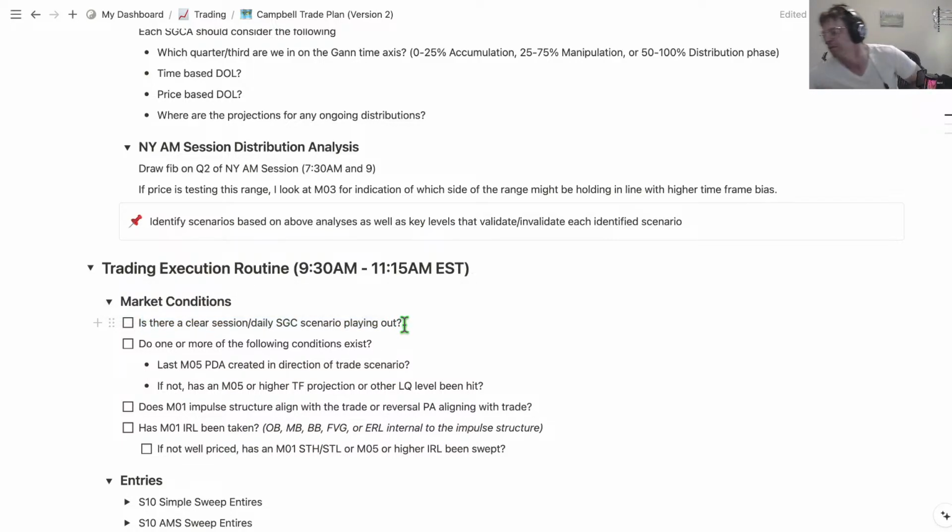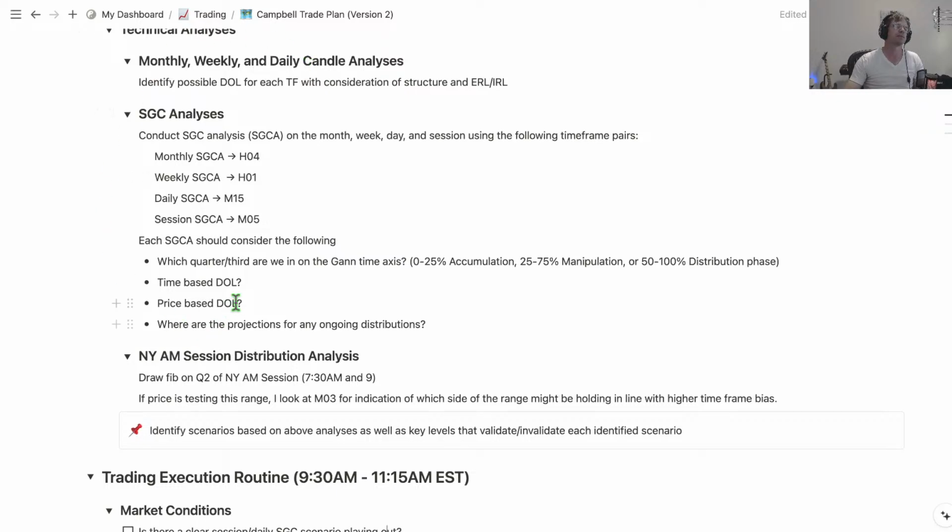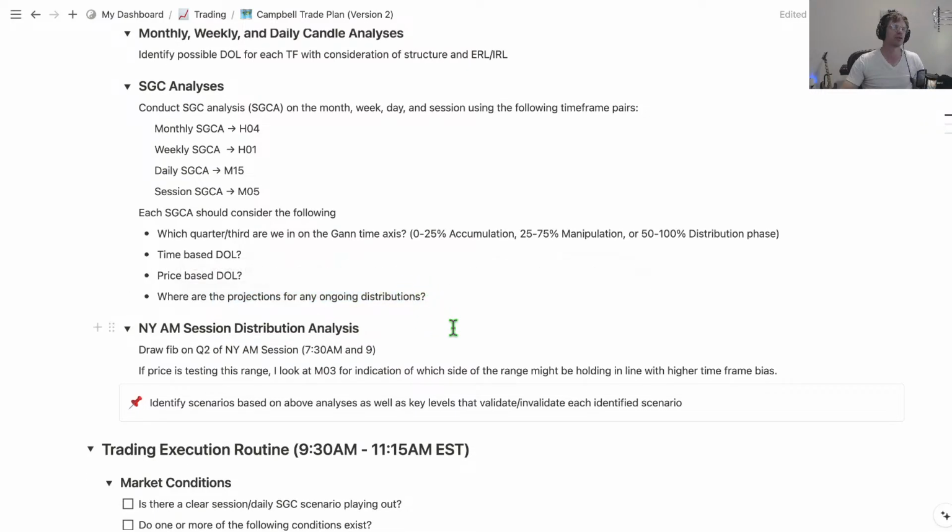Also need some water. One of the things I really didn't do well last week was trust all of this. And in particular, if I hit one of the projections, I didn't trust that it was going to turn around, and I tried to trade right through them.